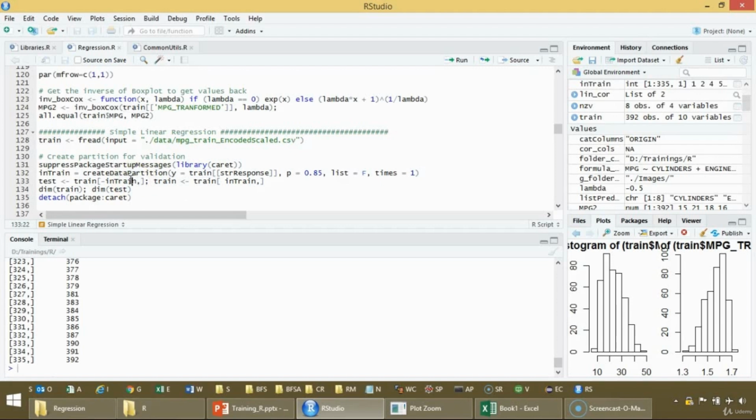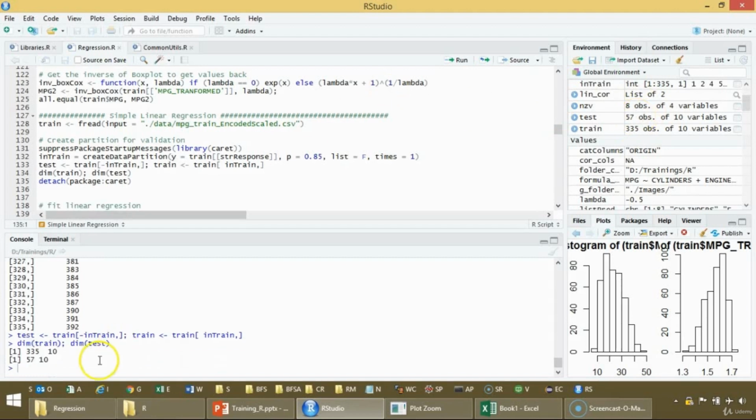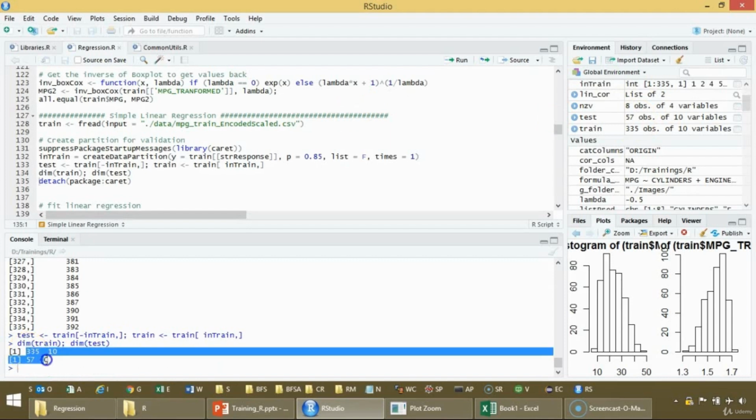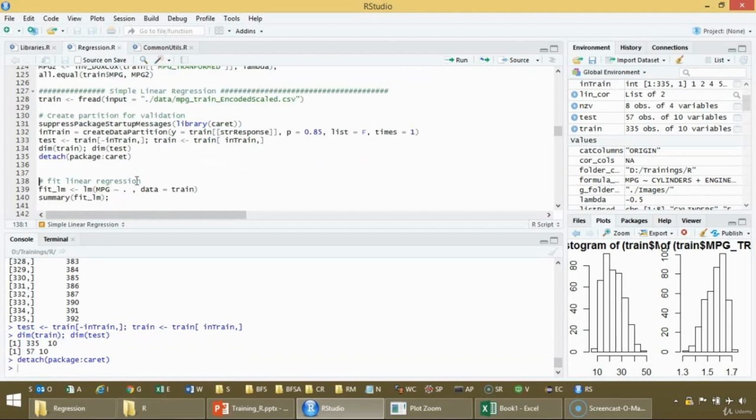So I'm running line 133. If you see here, this has been divided. And if you see the dimension in 134, this is what our dimension is all about. We are detaching the caret because we don't need it anymore. That's okay. And linear regression in R is called LM, and this is the way.